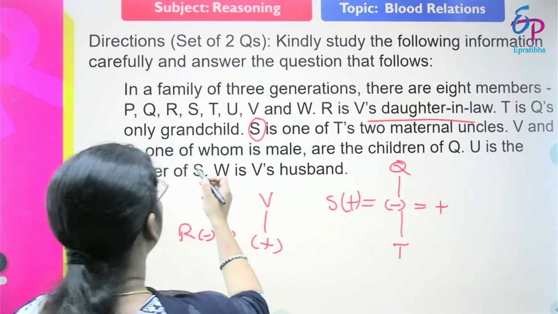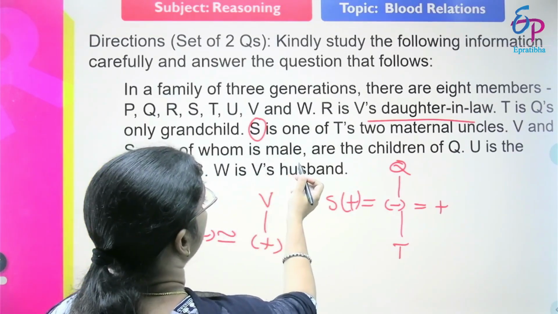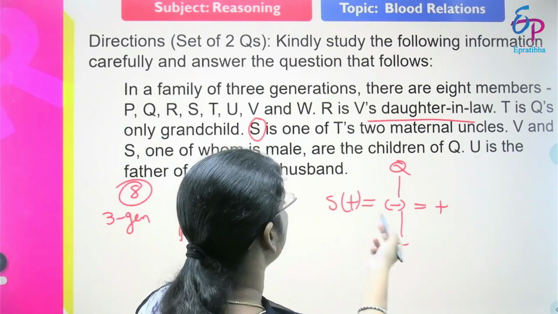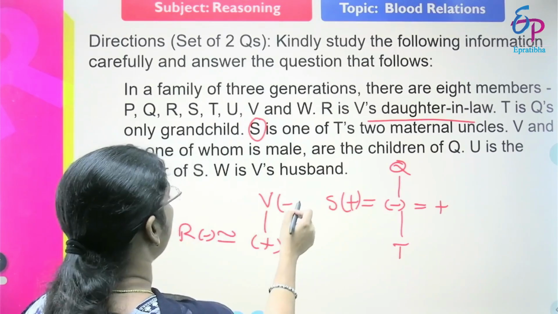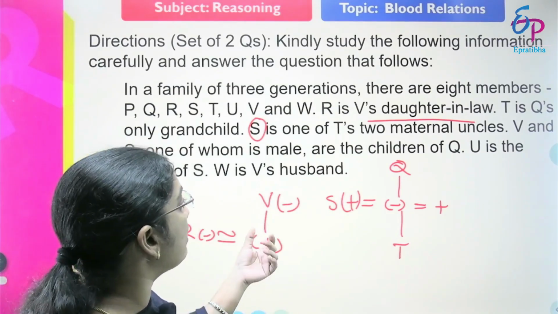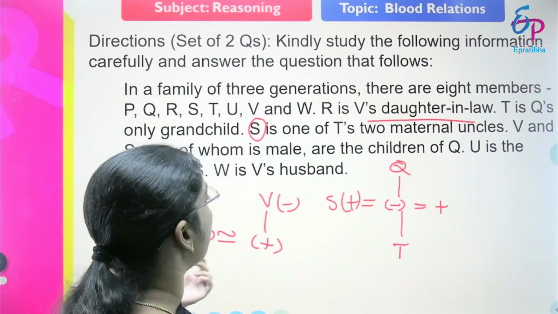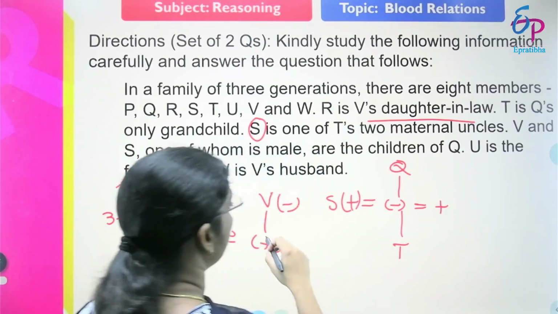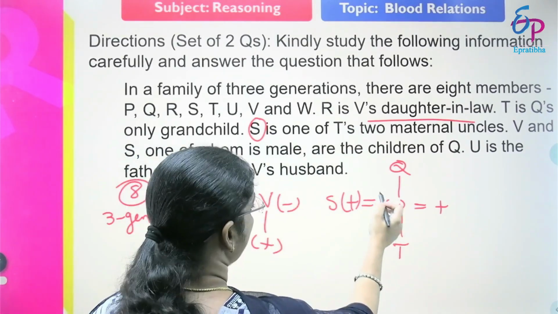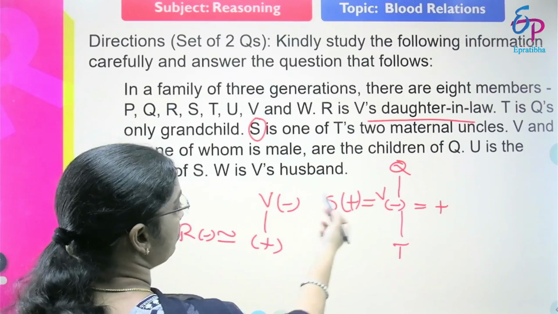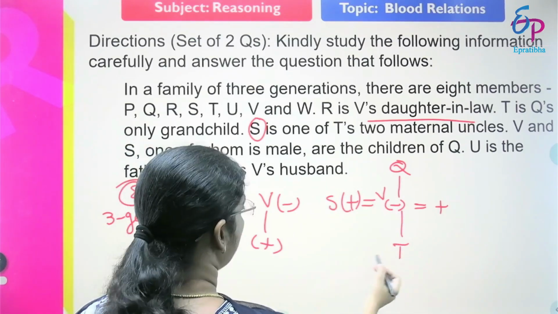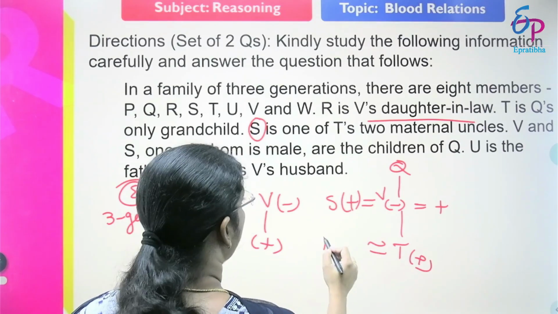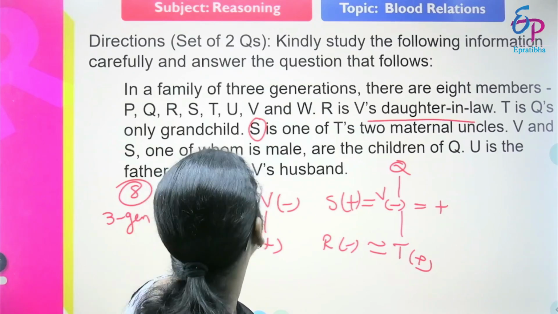Then next, V and S, one of whom is a male. Out of V and S, one of whom is a male. That means we are already taking S as a male, so V is a female. Then, V and S are children of Q, right? So V and S are children of Q. Here V is a female, so we need to take V here, and then T's gender and R here.